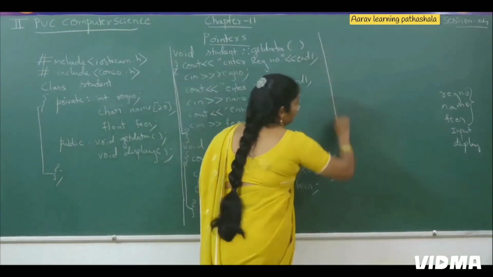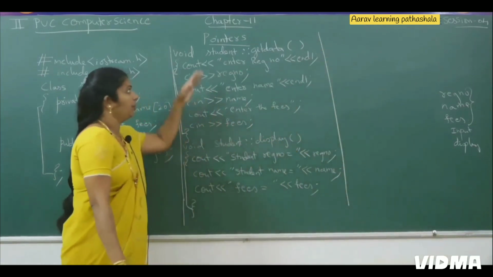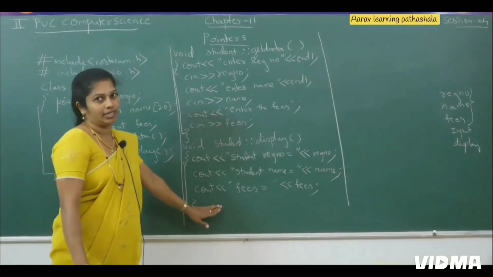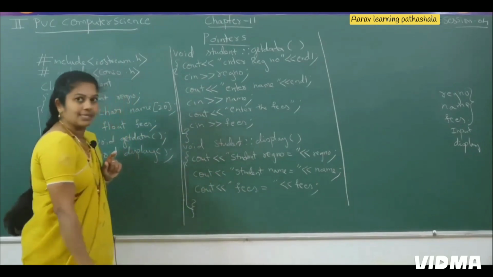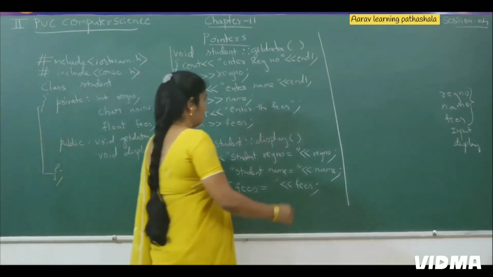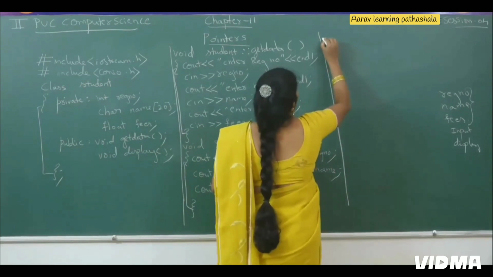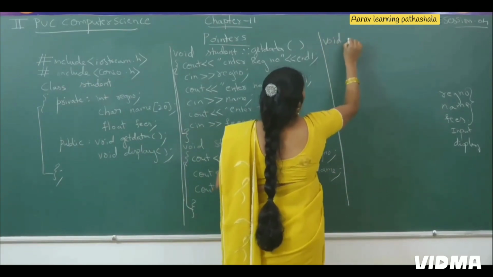Now is it clear for all of you? We input all the three values, and here we display all the three values. Now what's the next thing? We have to create the main program. How to create the main program? That is void main.